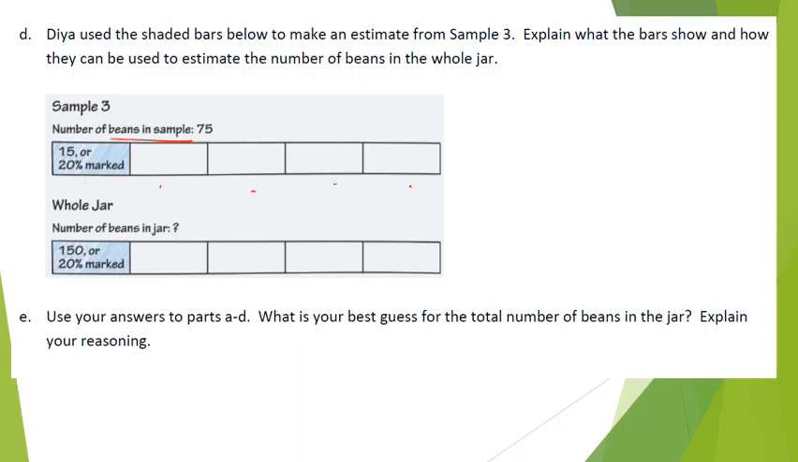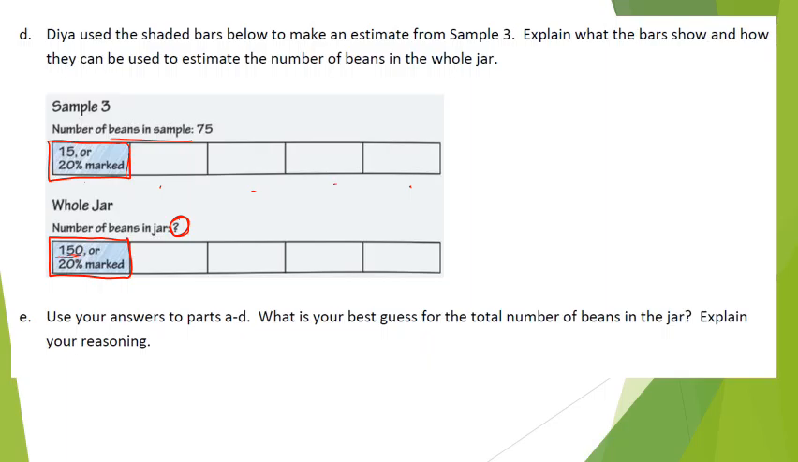Then over here, I see the whole jar. It says number of beans in the jar, and I wrote 150. It says 20% marked. So I'm trying to find this piece here. I don't know how many are in the jar. However, if I'm looking at the sample, 20% of the sample was marked. So if I recognize that 150 is 20% of something, I can build up what my total population could be.